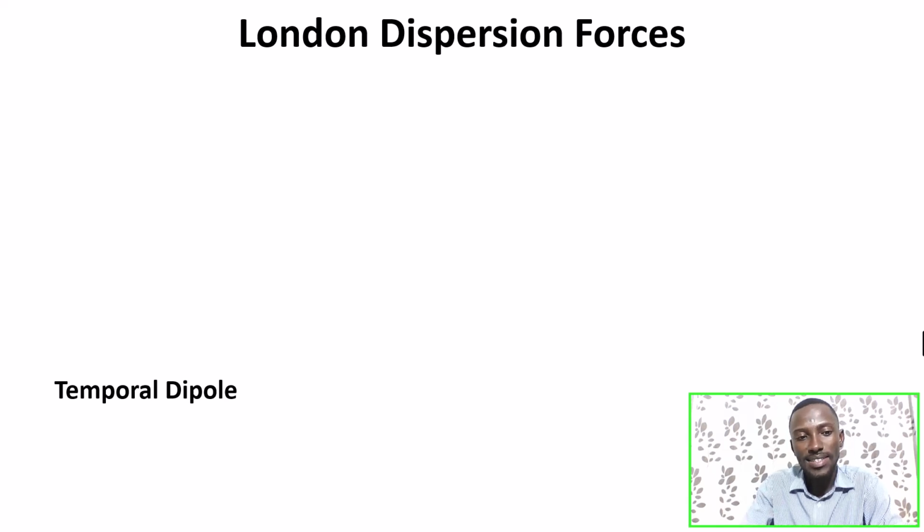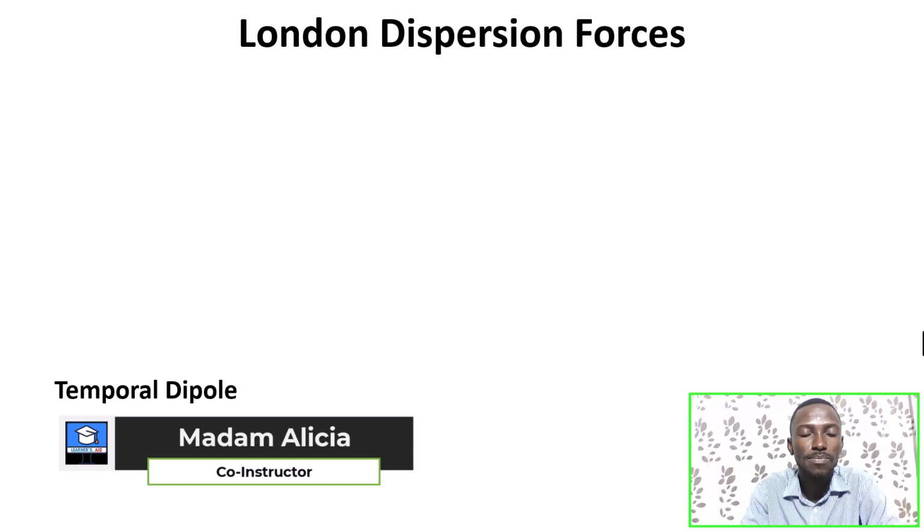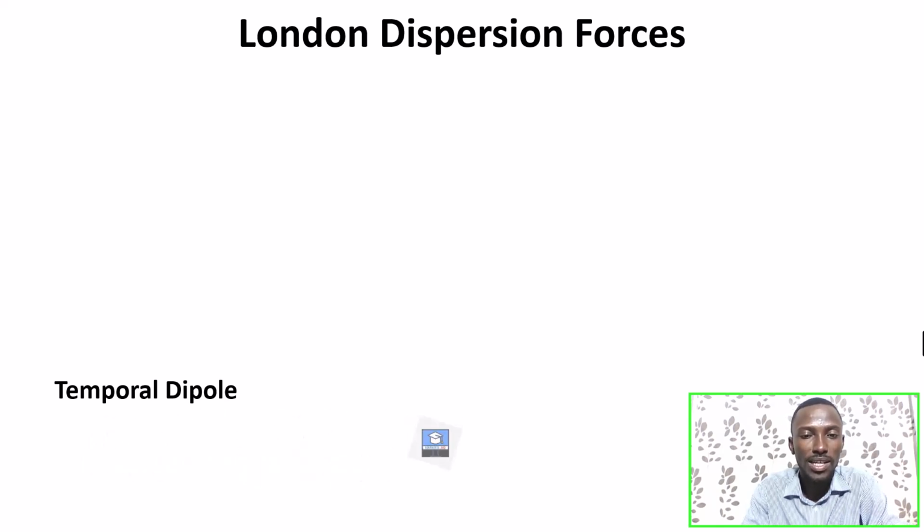In an earlier lesson, we discussed permanent dipoles when we were looking at dipole-dipole interaction. If you want to review that lesson, or you have not watched it yet, you can check the link under the description. Or better still, you can check our playlist of organic chemistry and have access to that video. So what exactly is a temporary dipole?